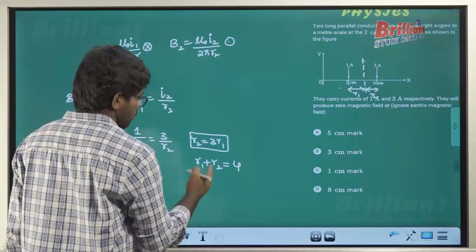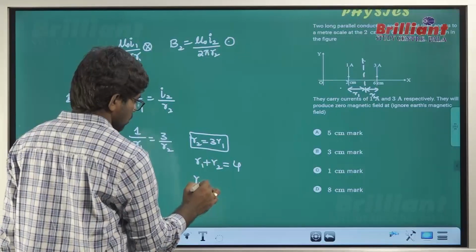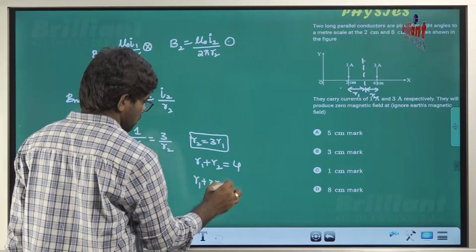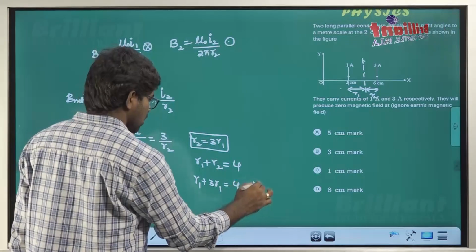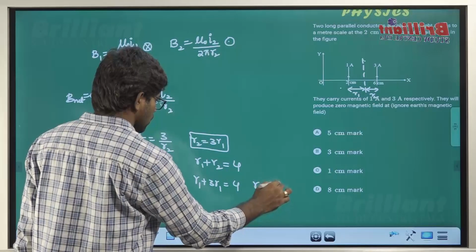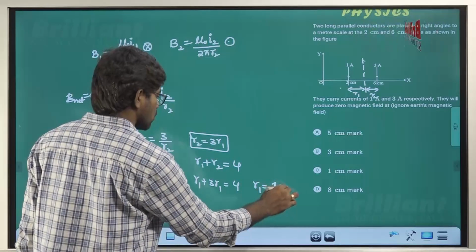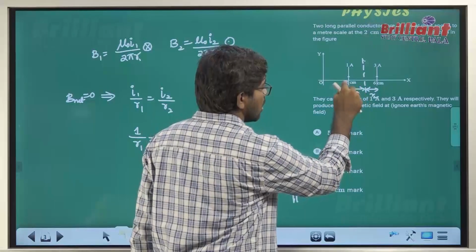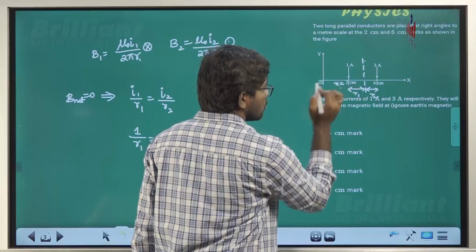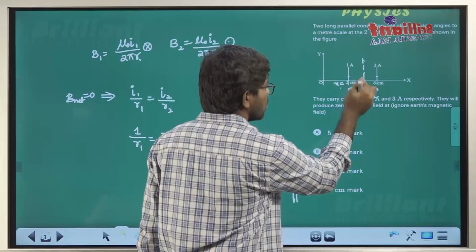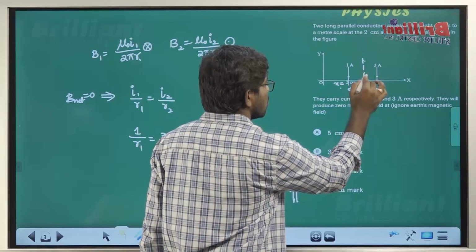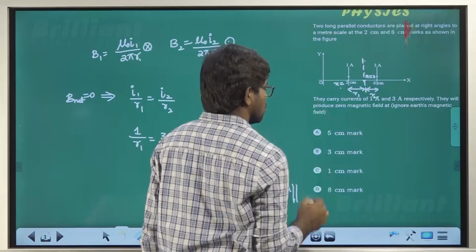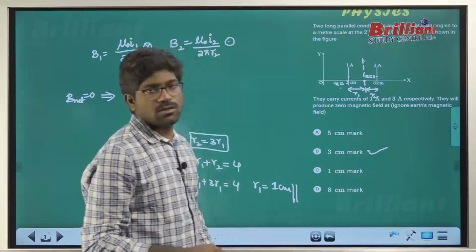Right. Now R2 is 3R1. Substitute that: 3R1. Then what is R1? R1 equals 1 centimeter. It means this distance is 1. This is already x equals 2, and this is 1. It means what is this? x equals 3. 3 centimeter mark.